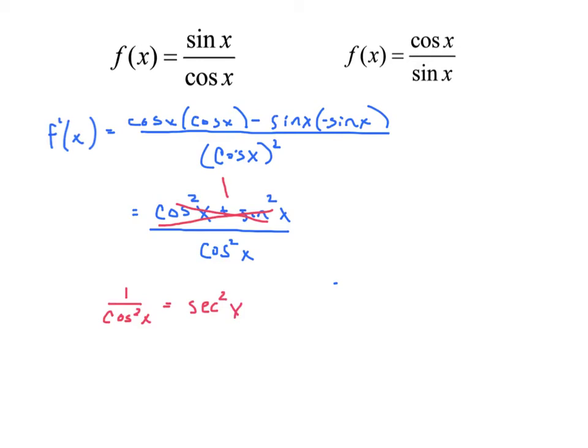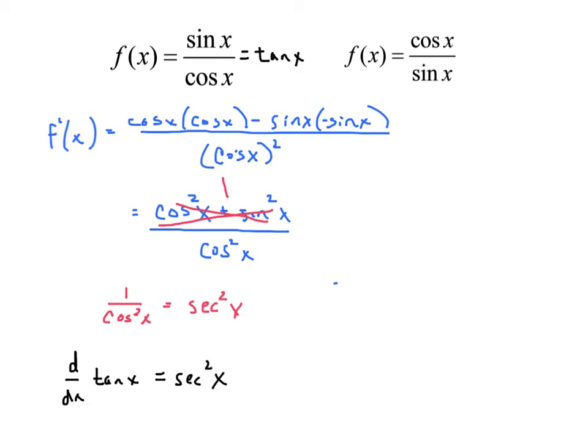Well, going back up to the top, sine divided by cosine is tangent, right? So what we've just found is the derivative of tangent using quotient rule. So the derivative of tangent is secant squared.